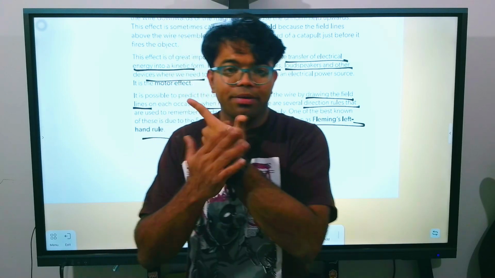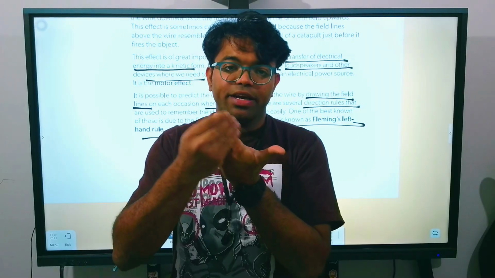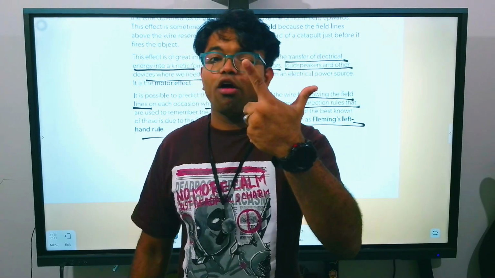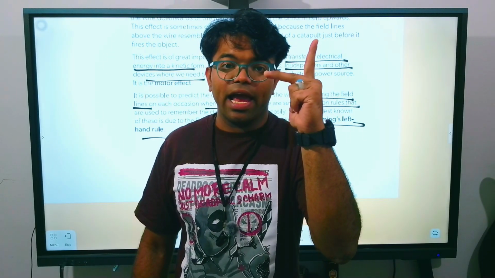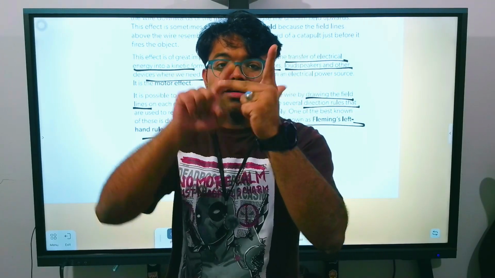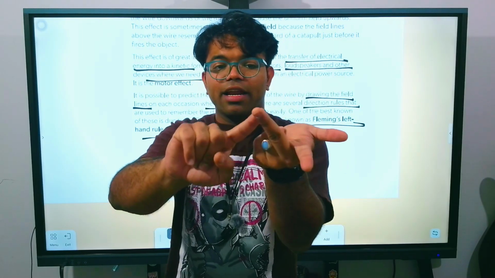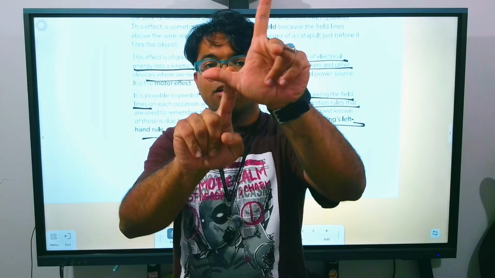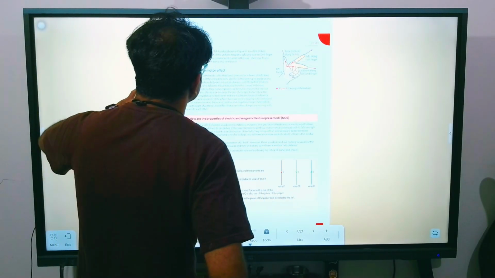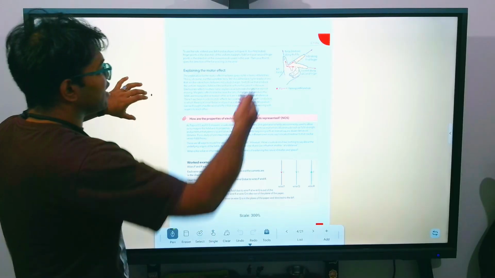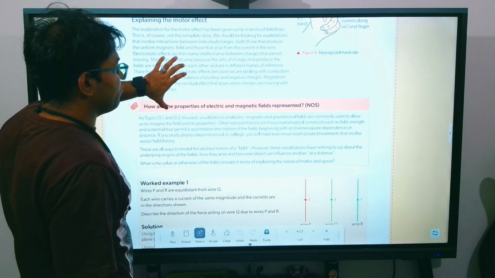Understood? Now the thumb is the direction of force, the index finger is the direction of your magnetic field, and the middle finger is the direction of current. Current, magnetic field, and force. Clear? I hope this is clear. So, to use this rule, extend the left hand. I have just explained this to you, explaining the motor effect. How does the motor actually work?